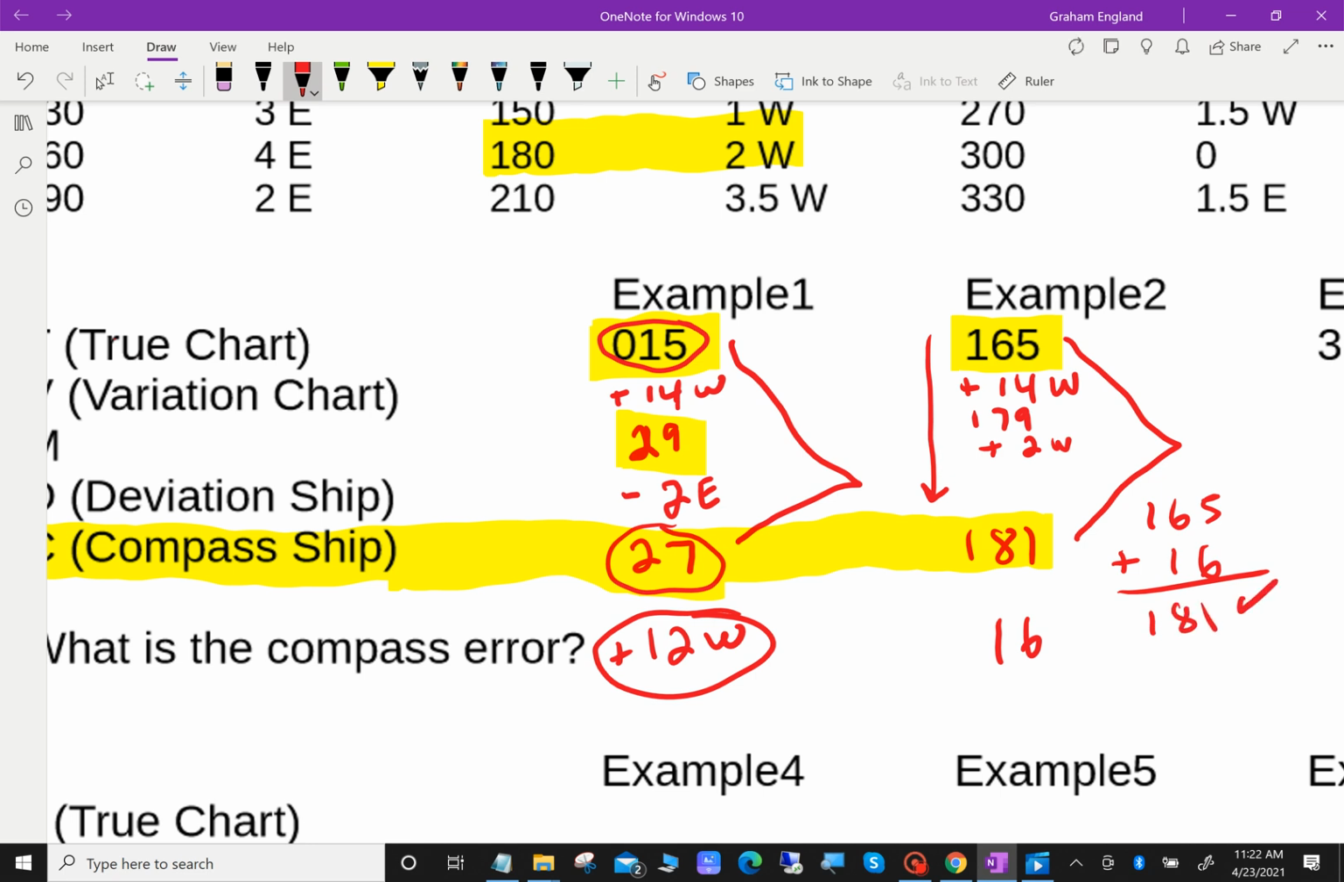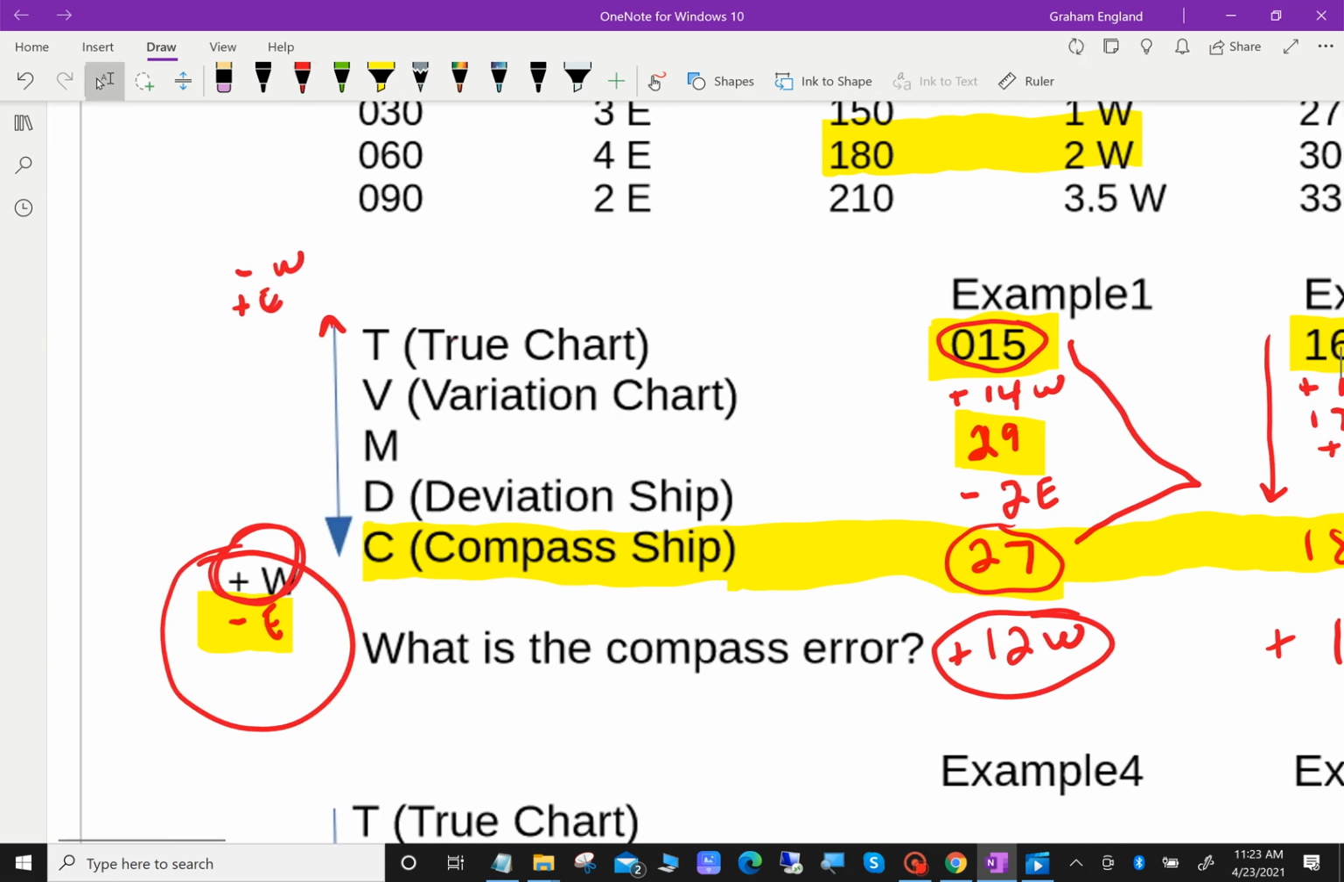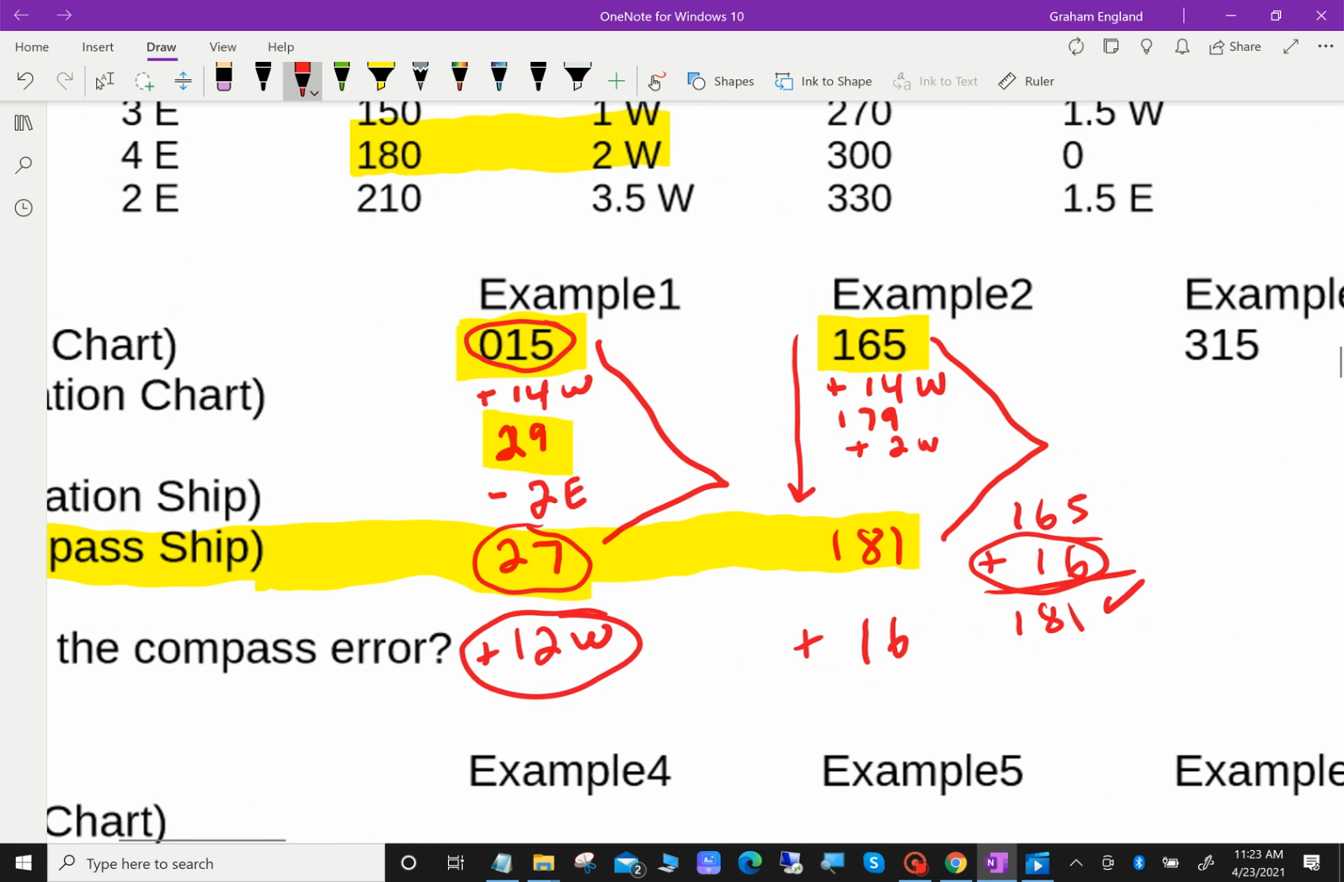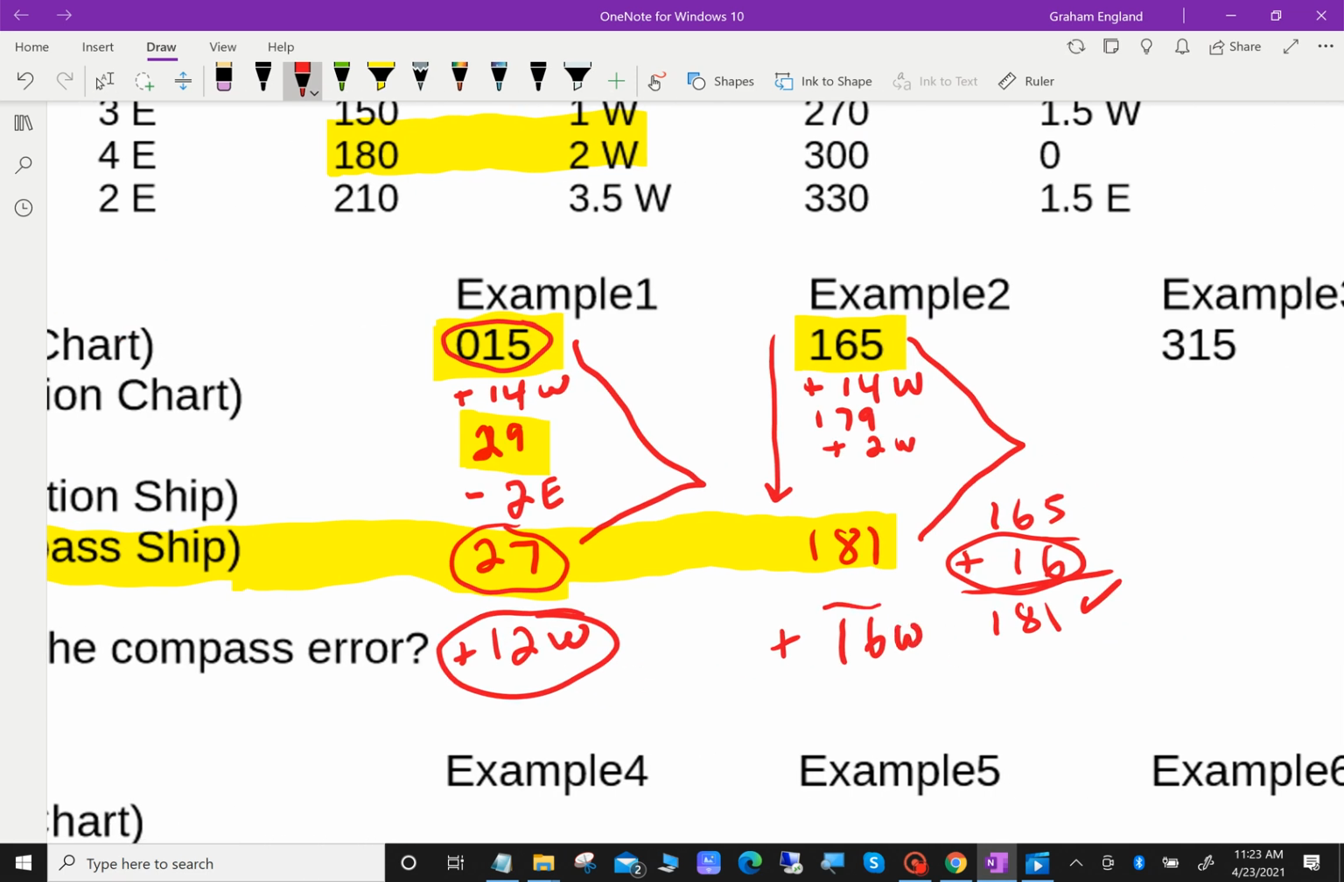Great, that's correct. So we know that it's going to be a plus. Look over at our cheat sheet. What do we do when we're going down west? When you add things, it's because it's west. So it's a west.